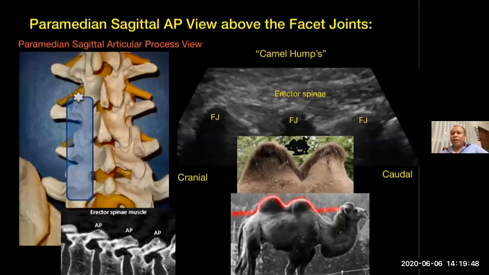But anyway, the pattern is just a repeating structure of the facet joint, and just posterior to that, of course, is the erector spinae. So if you adjust it up and down, you can see the same pattern. Of course, the size would be different, but at least the pattern would be the same. So focusing on that area, we will be able to see that structure.